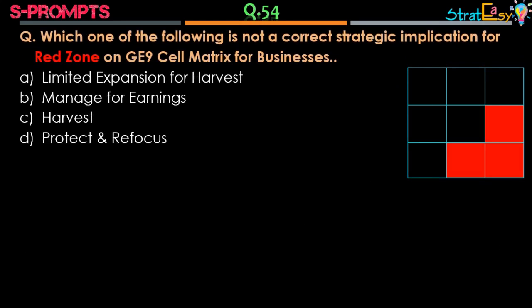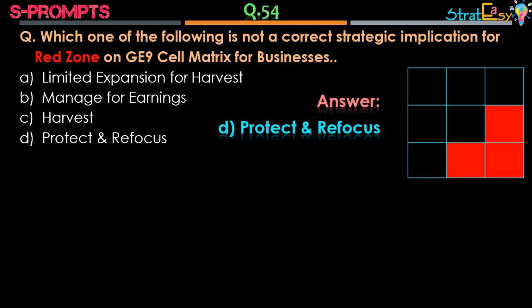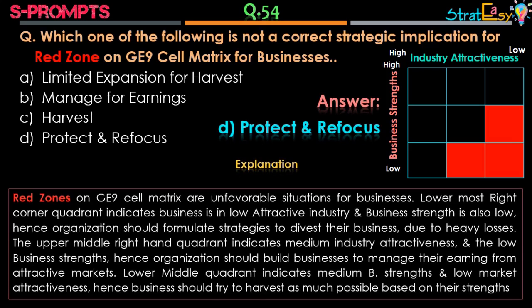Question number 54. Which one of the following is not a correct strategic implication for the red zone on the GE nine-cell matrix for businesses? And the right answer is option D, protect and refocus. Red zones on the GE nine-cell matrix are the unfavorable situations for businesses. The lowermost right corner quadrant indicates the business is in a low attractive industry and business strength is also low.